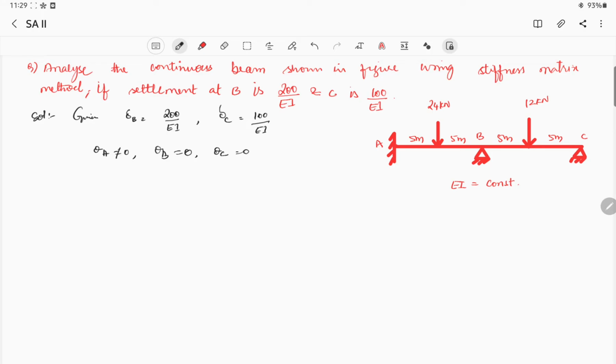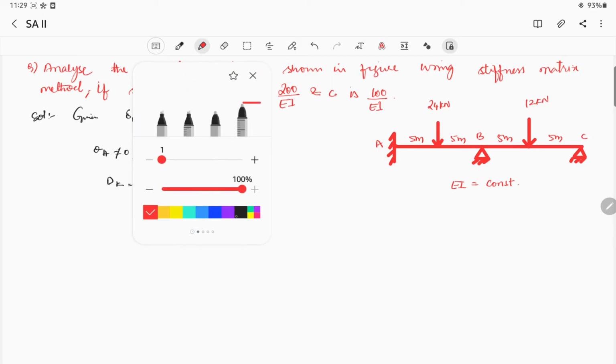So the kinematic indeterminacy of this structure is 2, since theta B is equal to 0 and theta C is also equal to 0. So the degree of kinematic indeterminacy is equal to 2 here. Okay, so we'll solve the problem. How to start the problem? See here.